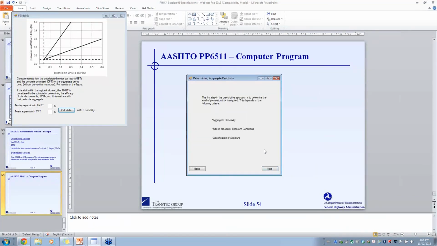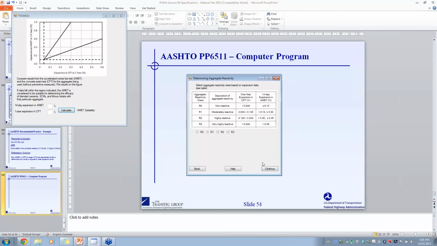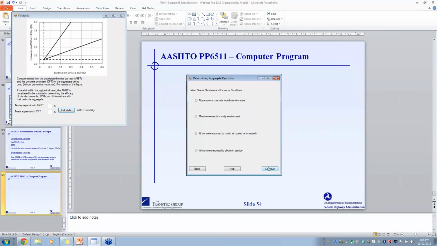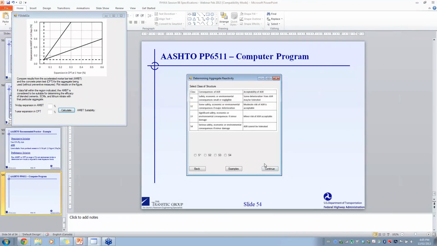Let's go into the prescriptive approach here. There's a little bit of a description of the prescriptive approach. Then it tells you to select your aggregate reactivity. Then it tells you to select your exposure conditions. So let's select exposed to moisture in service. It tells you your risk of ASR is level 4.